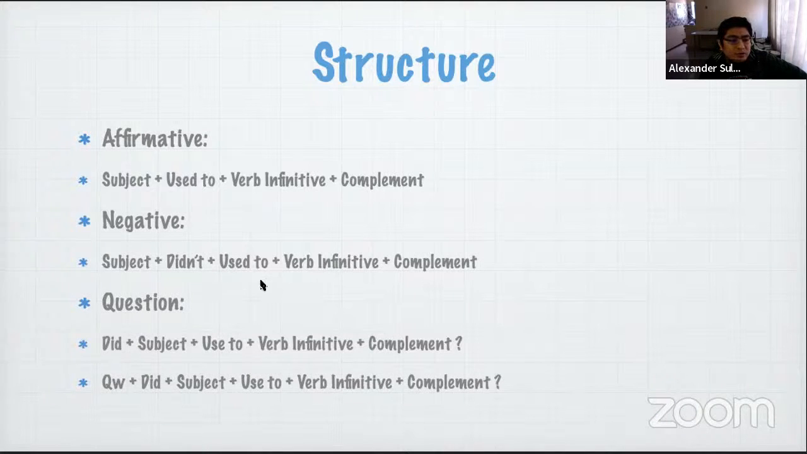In questions, we can use did plus the subject plus used to plus verb infinitive plus the complement, or we can add a question word like what, how, when, and the same: did plus subject plus used to plus verb infinitive plus complement. That's the structure.